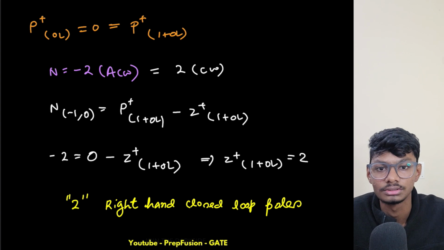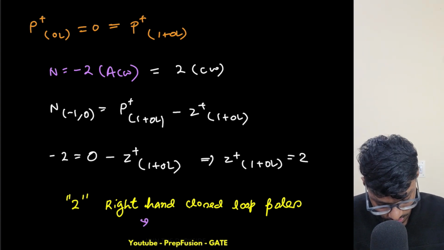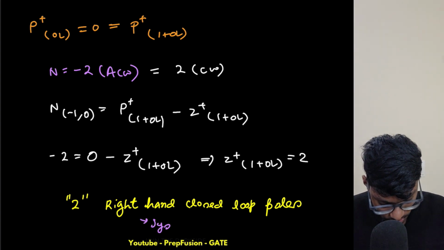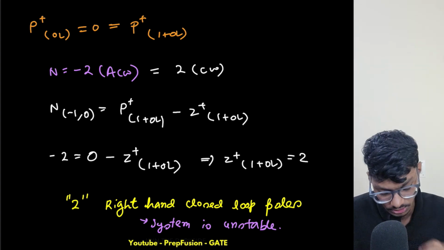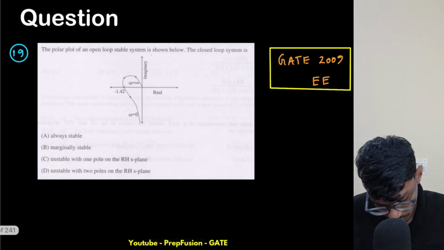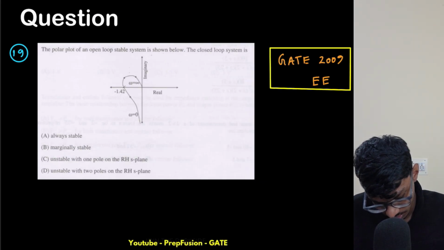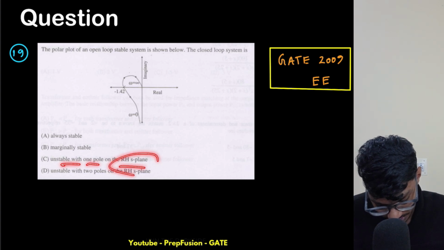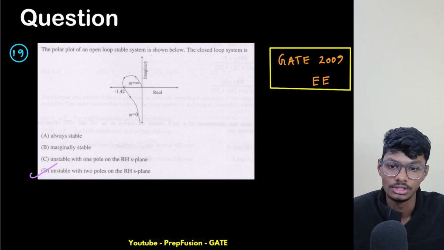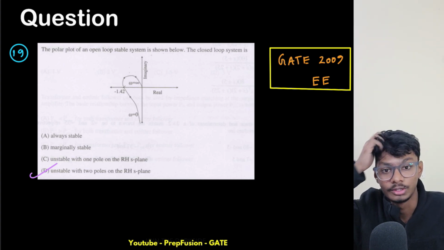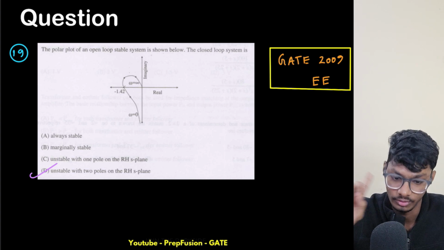System is unstable, right? So which option will be correct? It is unstable with one pole on the right hand side of the s-plane, unstable with two poles on the right hand side of the s-plane. D option is correct, right? So here we wouldn't have been able to use the Routh-Hurwitz criteria.